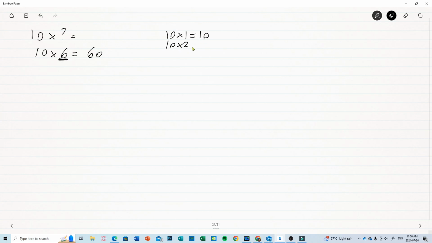10 multiplied by 2 is 20. 10 multiplied by 3 is 30. And so on. But this one, it doesn't stop. So we could have 10 multiplied by 900. All we have to do is take this number and add one more 0 to it to give us 9,000. So we have two zeros there. We're going to have three zeros there.